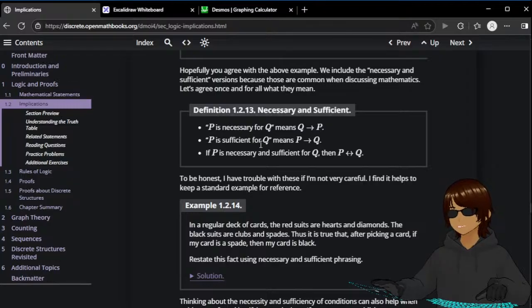P is sufficient for Q. And that means all you need is P and then Q would also be true. If P is necessary and sufficient for Q, then P if and only if Q.